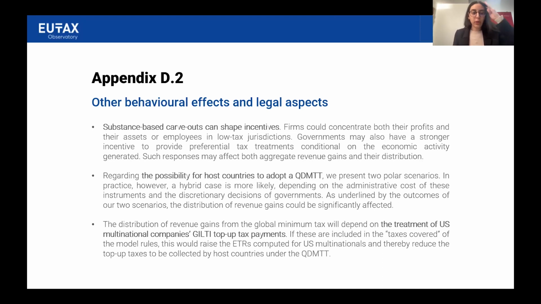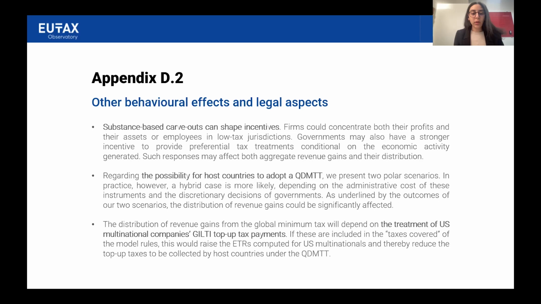So just a few remarks on the substance-based carve-outs, because they can shape incentives. First, companies could concentrate both their profits and their assets or employees in low-tax jurisdictions, because they would be able to subtract more from the profits and decrease the impact of Pillar 2. So this would probably be a response of companies to Pillar 2.